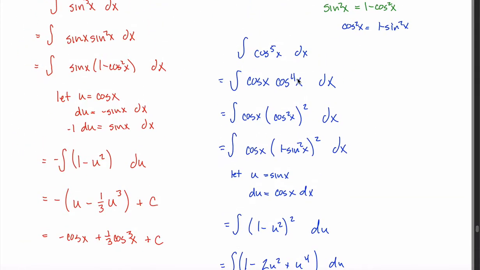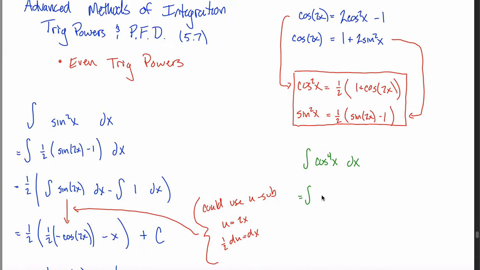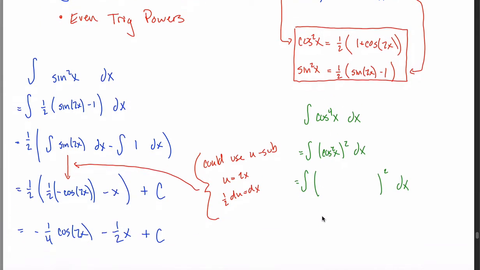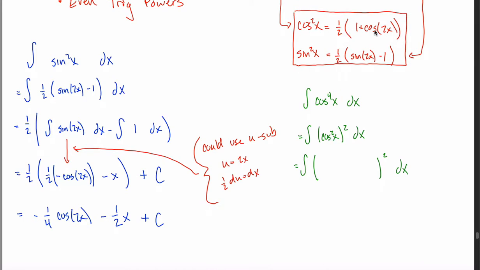a cosine to the 4th power. We rewrote it as cosine squared squared. We're going to do the same thing down here. Cosine to the 4th of x is just cosine squared x squared. And the cosine squared x inside the parentheses, I can use this formula on. So I'll replace this cosine squared x with exactly what I see here. Be careful with your parentheses. 1/2, 1 plus cosine of 2x.